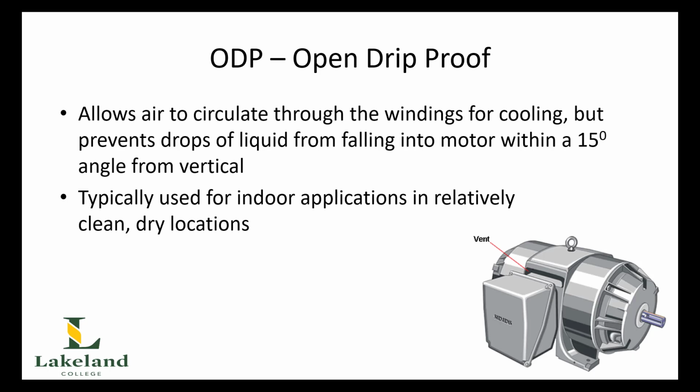So the first one here is ODP, standing for Open Drip Proof. Now this one basically has a vent at the top of the motor, as you can see here in the image, and that is to allow air to come into it and cool it. However, there is no fan mounted on the end of the shaft, and that vent is angled at 15 degrees to prevent water from permeating its way into the electric motor. Applications for this are typically in dry locations that are relatively clean, meaning not dusty or dirty with things floating around in the atmosphere.